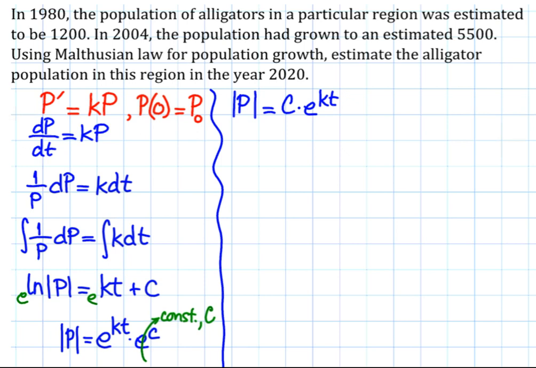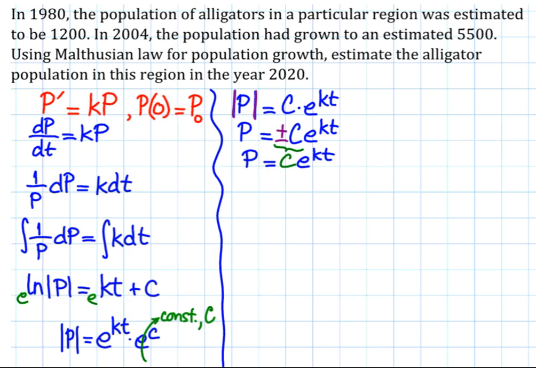Now, if we remove the absolute value, we're going to write a plus or minus. And plus or minus a constant c is still a constant. So we can just write this as a constant c e to the kt equal to p.